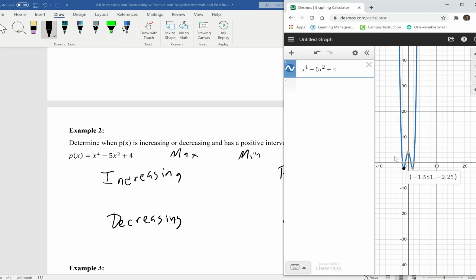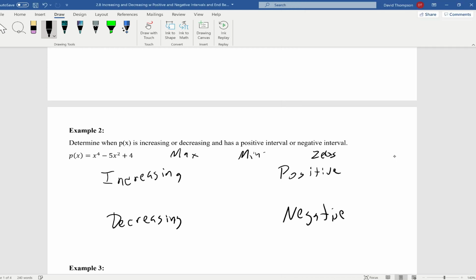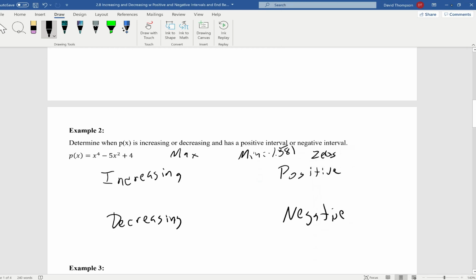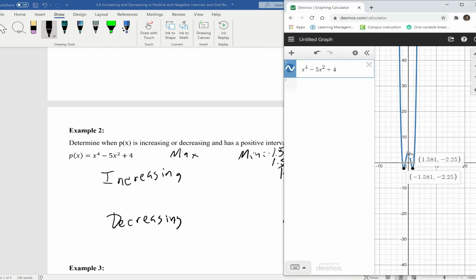So we have a min at negative 1.581. We have another min at positive 1.581. And then we have a max at 0.